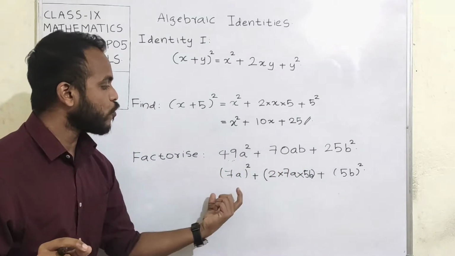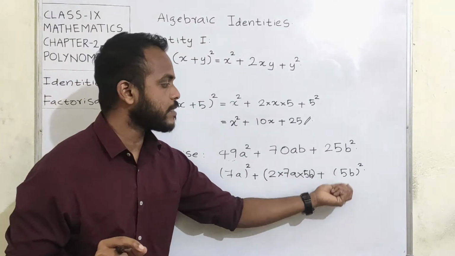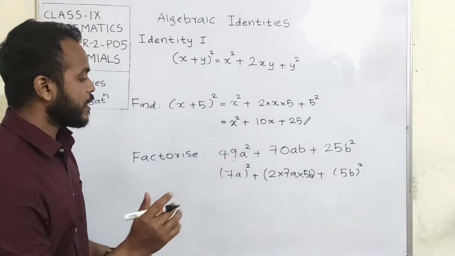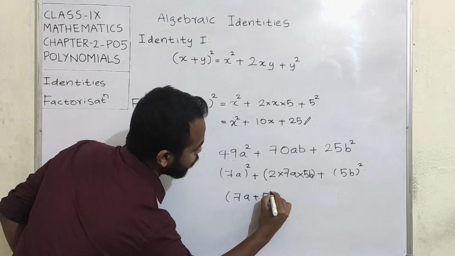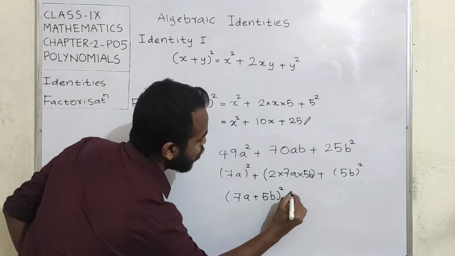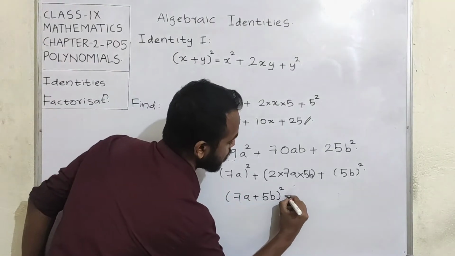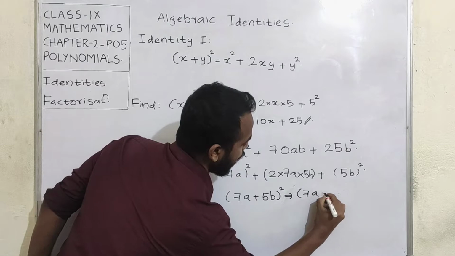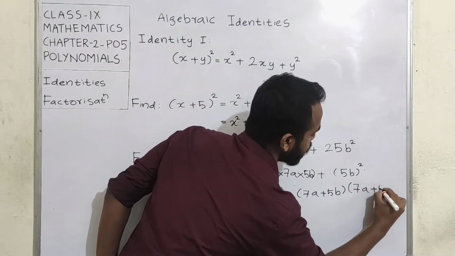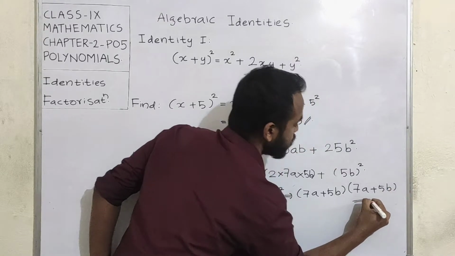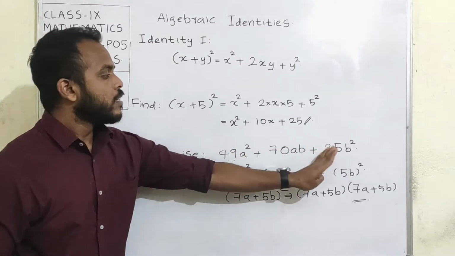Now just see whose format this is. First number square plus 2 into first number into second number plus second number whole square. Whose whole square can it be written as? This can be written as 7a plus 5b the whole square. Or, since we have been asked to factorize this, we can further write 7a plus 5b into 7a plus 5b. So this is the factorized form of this particular expression.